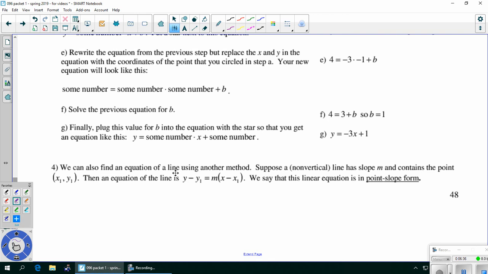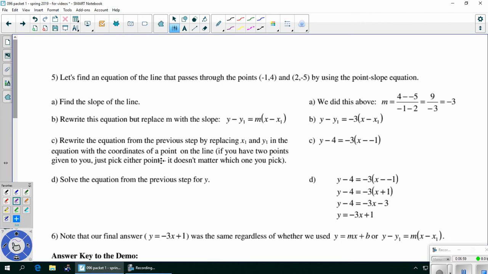We can also find an equation of a line using another method. Suppose a non-vertical line has slope m and contains the point x1, y1. Don't worry about the subscripts. They're just there to indicate these are specific numbers. There's an x number and a y number. They're not variables. Then an equation of the line is y minus y1 equals m times x minus x1. We say that this linear equation is in point slope form. Let's see if we can use it on the next page.